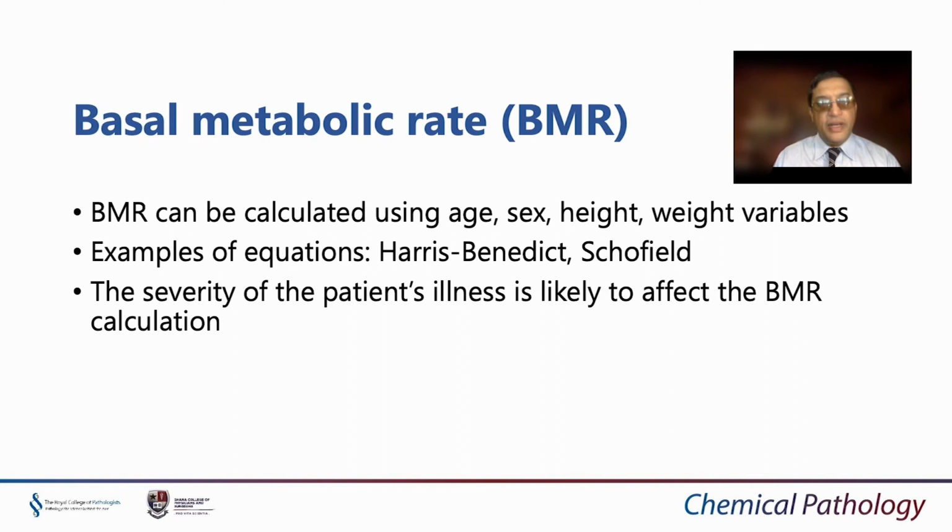Basal metabolic rate can be calculated using variables age, sex, height, and weight of the patient. Examples of equations that calculate BMR include Harris-Benedict and Schofield. The severity of a patient's illness is likely to affect the calculation and thus may skew values.